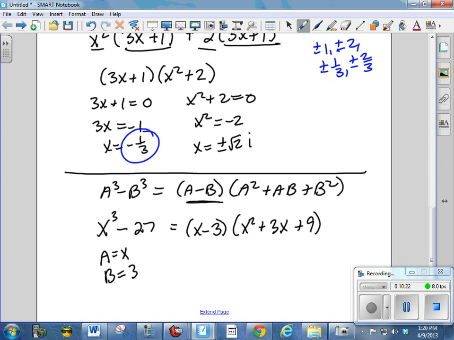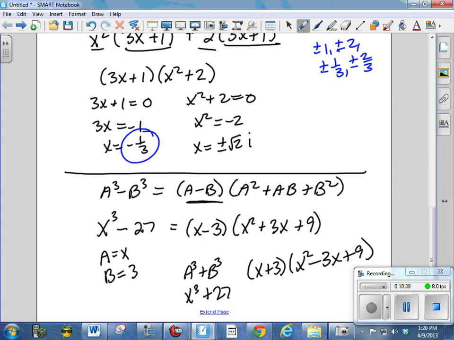The same thing works for the sum of two cubes, a cubed plus b cubed. So in this case, if we had x cubed plus 27, it would be x plus 3, and then x squared minus 3x plus 9. So that's how you would factor that one. So that's one that doesn't show up as much, but you can factor a sum or difference of two cubes. So that's a really quick review of the major factoring things that you learned in previous classes. Hopefully that'll be helpful.